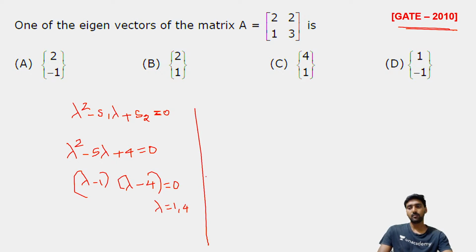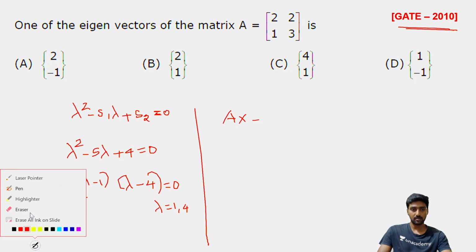First, the eigenvector formula. So we need to identify the eigenvector. Now, Ax is equal to lambda x, so we can write directly A minus lambda.